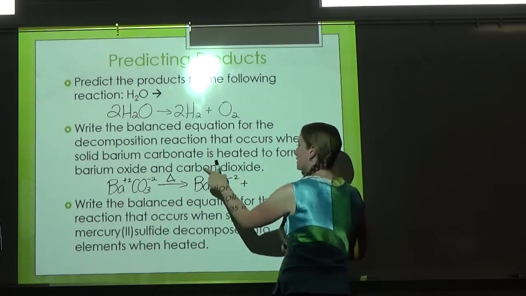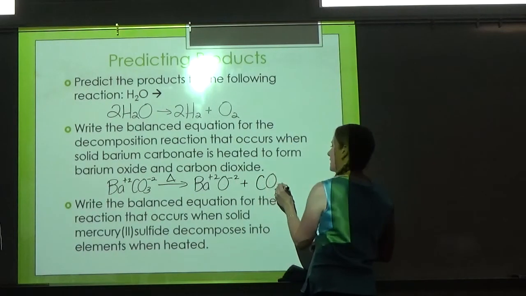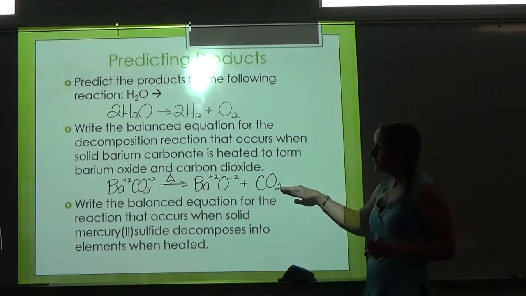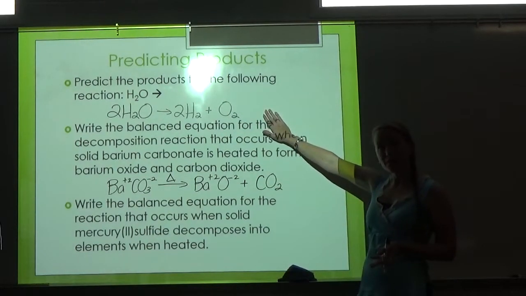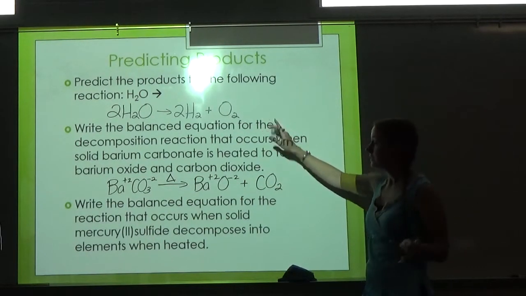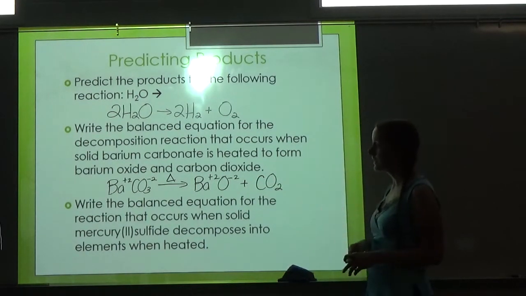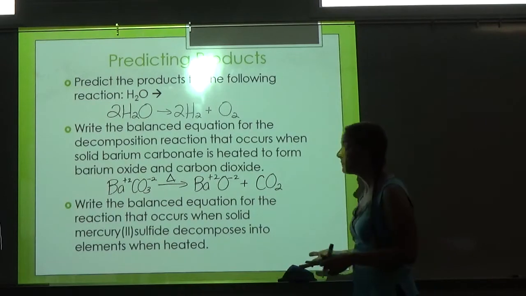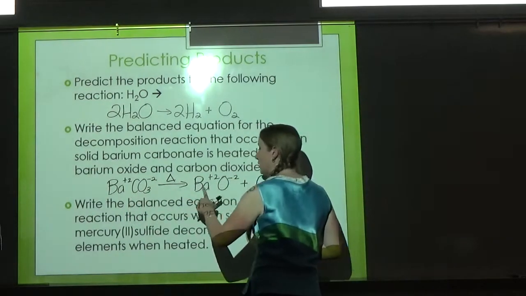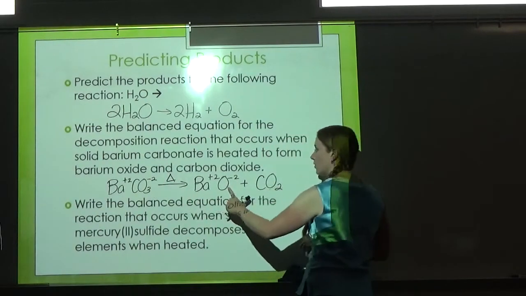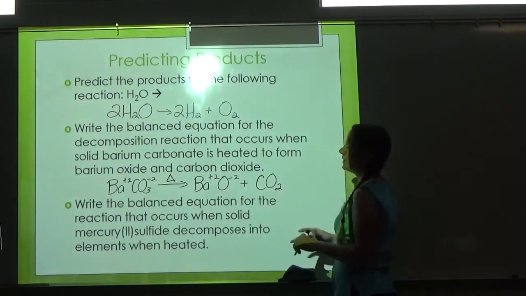And I put my plus, carbon dioxide. Carbon dioxide is just CO2. So all I have to do is follow what it told me. Like I said, if it's just breaking up into its elements, I'm not going to tell you the products. But if the products are going to be something that you might not be able to come up with on your own, I'll tell you what they are. The last thing is, of course, we need to balance it. So I have 1 Ba, 1 Ba, 1 C, 1 C, 3 O's, 1 and 2, which is 3 O's.